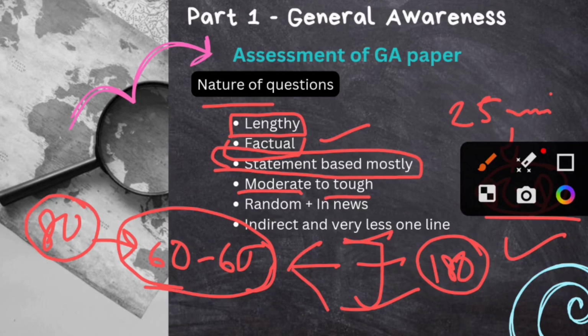So this also made the paper lengthy, and additionally it was moderate to tough. That means it is not something which you very frequently see in the news or a very superficial fact. It is something that you need to go deeper into.